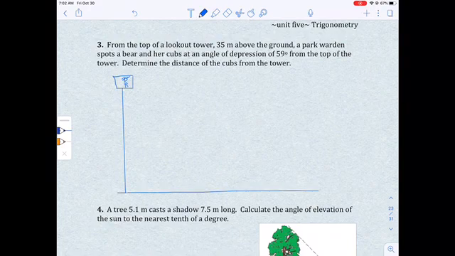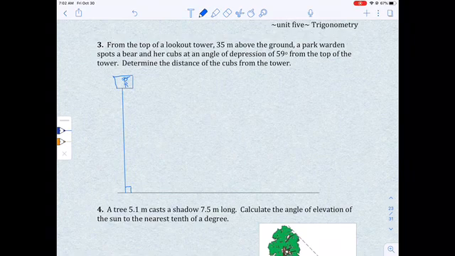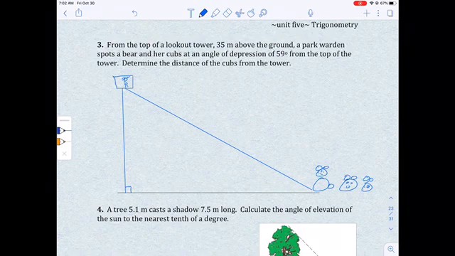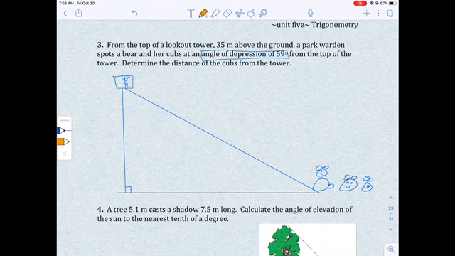So let's draw this diagram. We're obviously making a right angle triangle. And here are some bear cubs down here, a bear and her cubs, at an angle of depression of 59 degrees. So there's our triangle. Where's the angle of depression? Remember, whenever we see this, we quickly sketch a horizontal line. That would go from right here. There's our horizontal line. So the angle of depression of 59 degrees is actually outside of our given triangle.